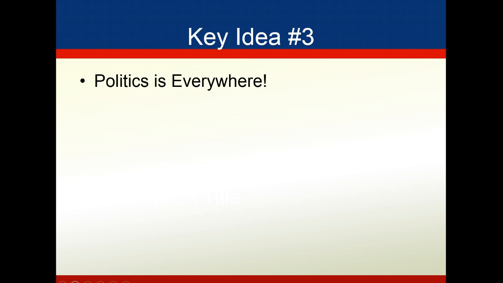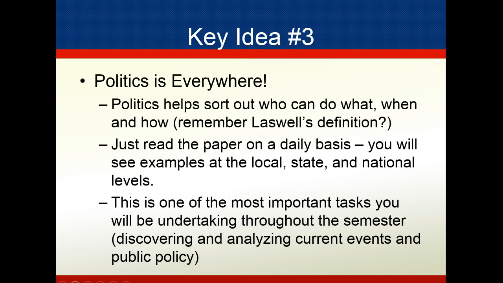A third key idea is politics is everywhere. It helps sort out who can do what, when, and how. Remember the definition that we had from Lasswell, who gets what, when, and how. Read the paper. You're going to see examples at every level, the state, the local, and the national. And I'm going to ask you to consider during the semester, as you look at the paper or as you look at your current events, what is happening in terms of the political process.